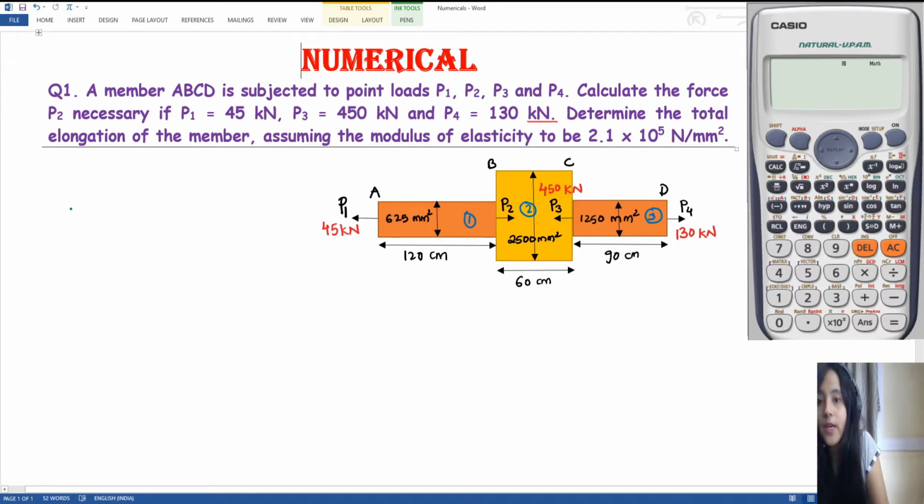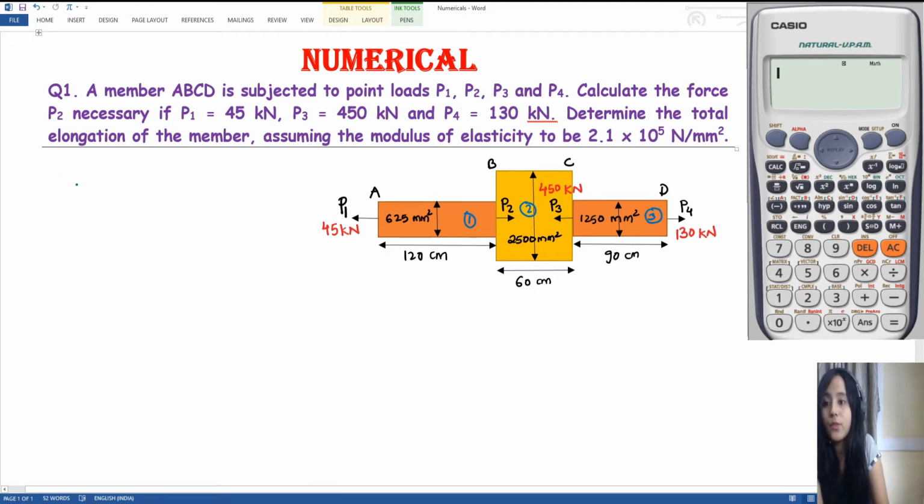So let us first find the force P2. After finding the force P2, we need to find the total elongation of this member. All three sections have different areas A, only their modulus of elasticity E is the same. So let us see how we can solve.